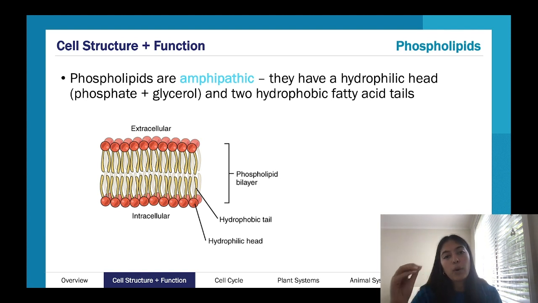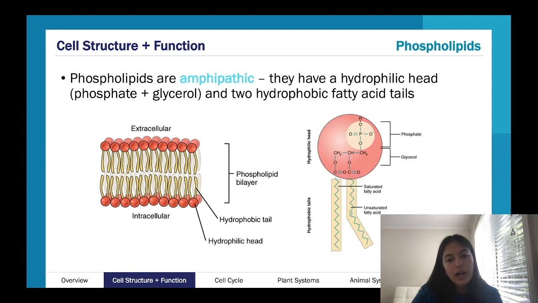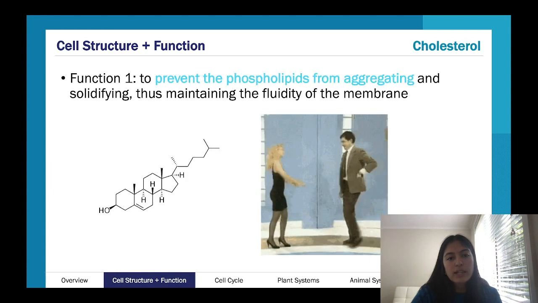So for a molecule to pass through a plasma membrane, basically from inside the cell to outside, or the reverse way, they have to get through this phospholipid bilayer. That's just a bit more of an in-detail drawing of that.